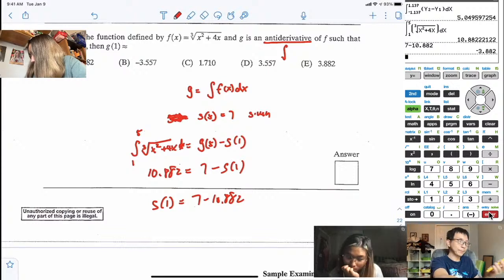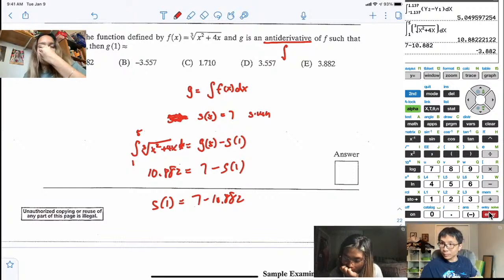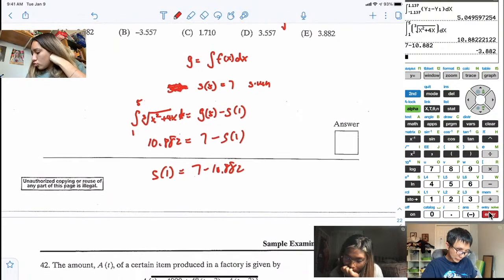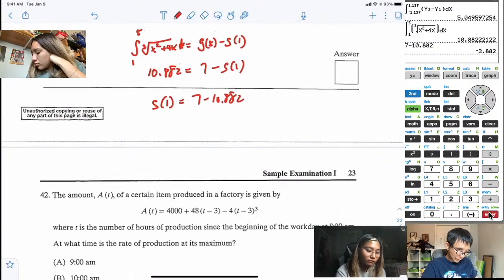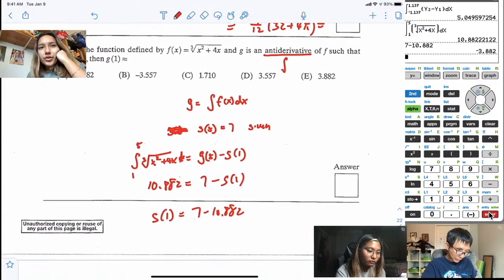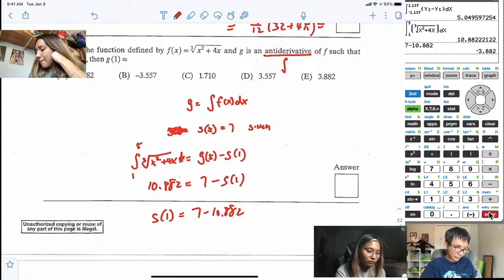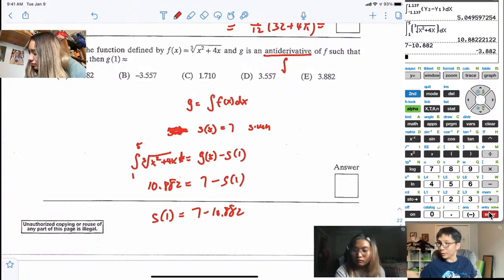What is my answer? Wait, we subtract by 7. Yeah, 7 minus that. So negative 3.88. Yep, perfect.